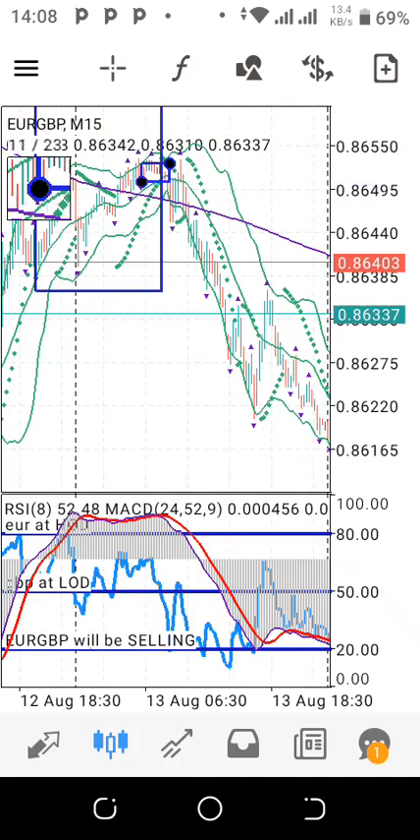Sometimes you can see just break and retest. That means the first break and the retest. Let me show you the first break and retest. See the first break and retest.